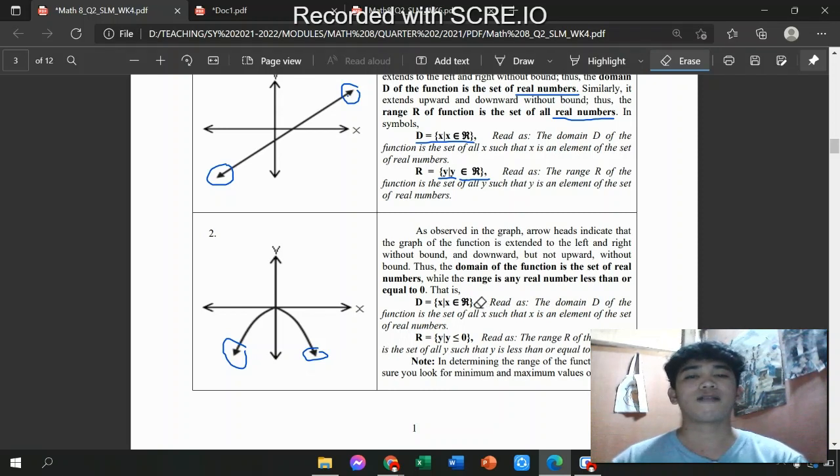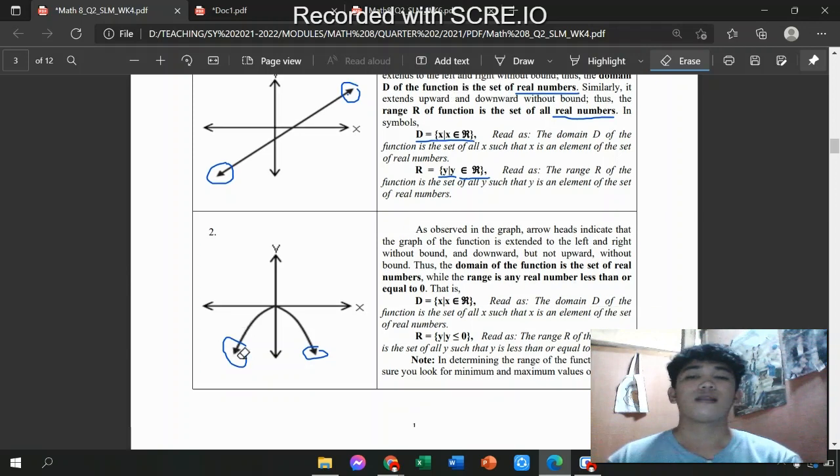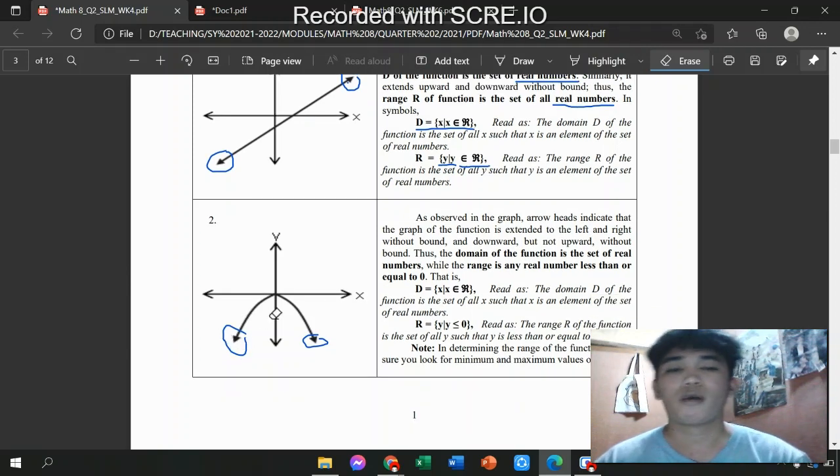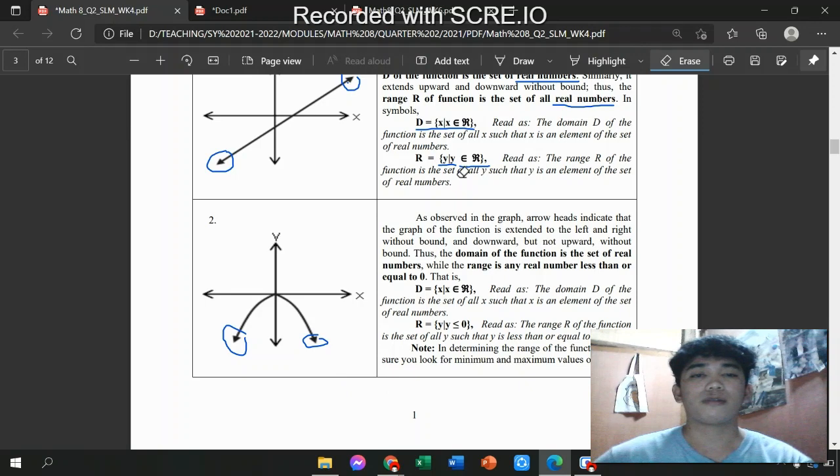Now, unsa man ang atong range? Di ba ang atong range ari sa ibabaw is set of all real numbers gihapon kay it extends upward and it extends downward. Positive sa ibabaw, negative sa ubos. This one is paubos ra man tanan, downward ra tanan. So this means that our range is any real number less than or equal to 0.